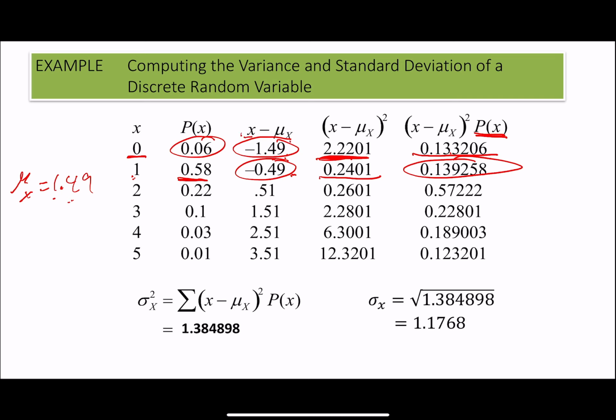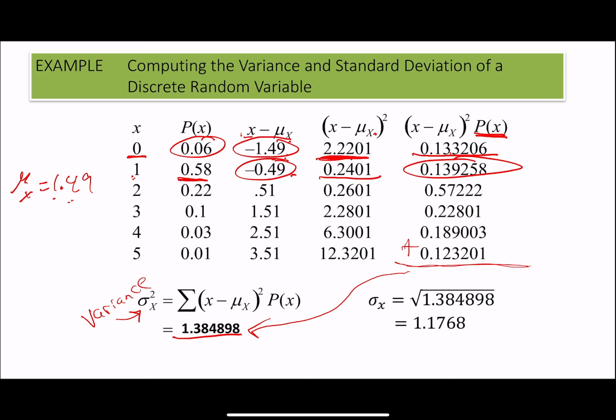Did that same math through all of these. You can see it's x minus mu, then square it, multiply it by the probability, then I add all of these together, and I got that. Once I added all of these probabilities together, I got 1.384898. This is your variance. That is the variance.